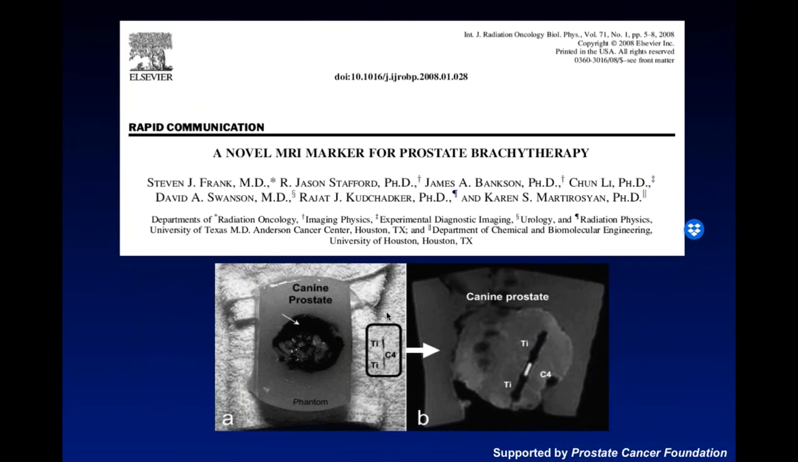So we set out to develop a tool that would allow post-implant dosimetry to be completed by utilizing MRI to optimize quality assurance. And we developed a positive contrast marker that is placed between the titanium radioactive seeds. And this is what you can see in this ex vivo canine prostate with the Ti, meaning titanium, dummy seeds, and then C4 represents a cobalt chloride complex contrast agent that was developed here at MD Anderson.